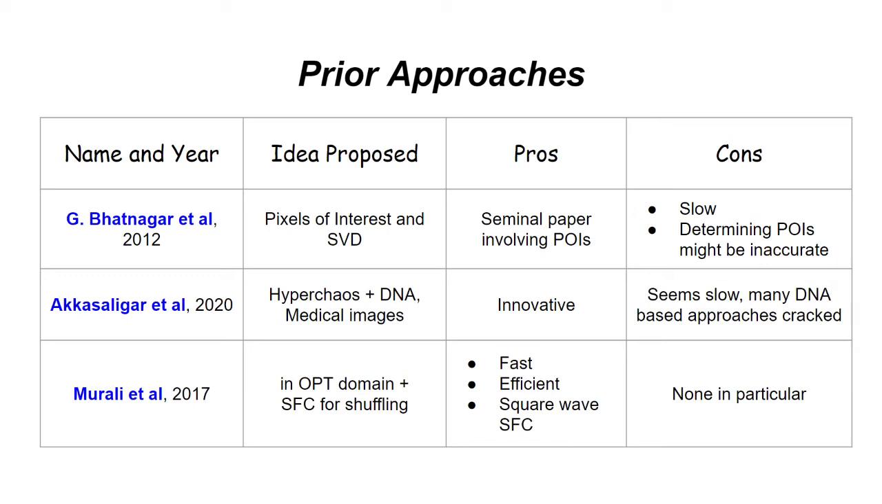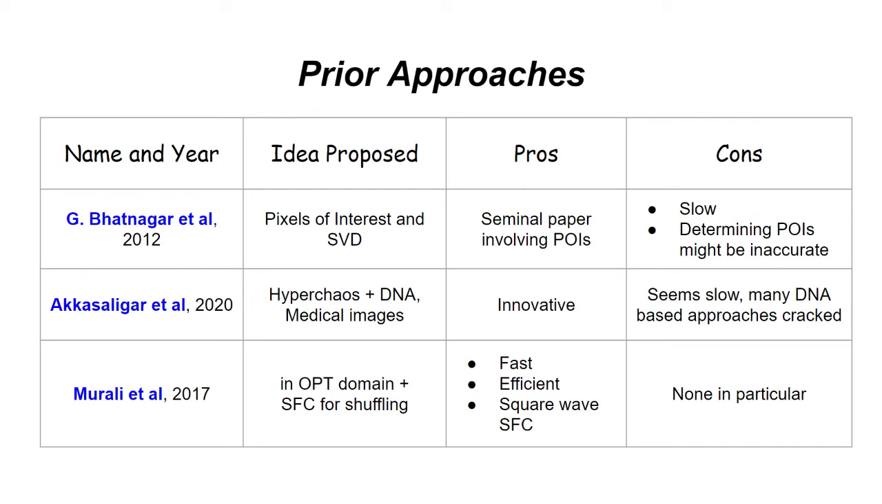In this method, the pixels were first scrambled using the sawtooth-based SFC, followed by a diffusion on the significant pixels using a secret key obtained by a nonlinear chaotic map and SVD. On the flip side, this might be a little slow, and determining POIs, or pixels of interest, might be inaccurate.